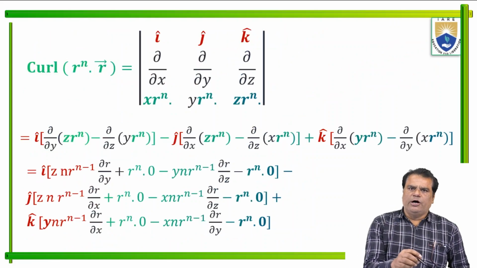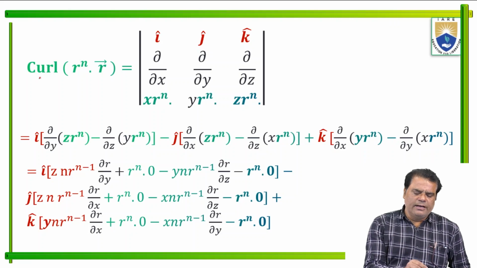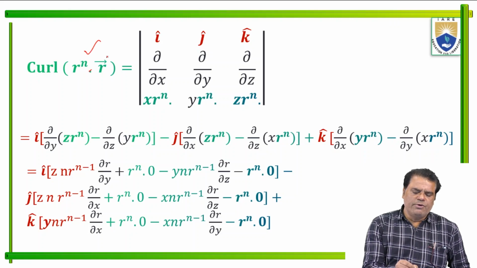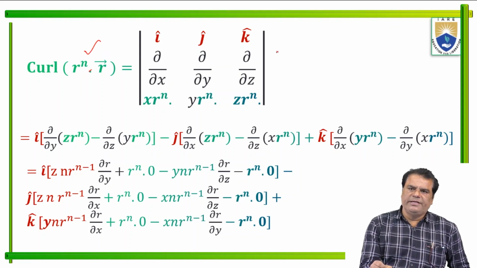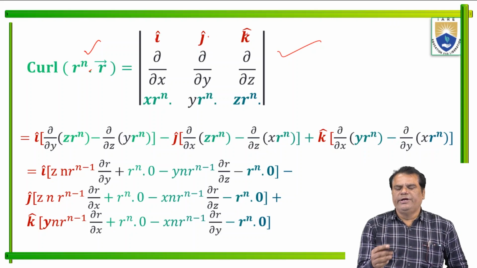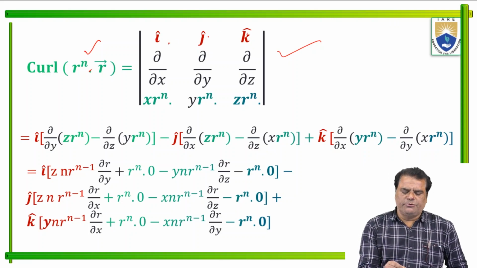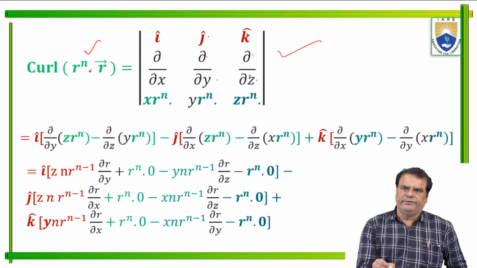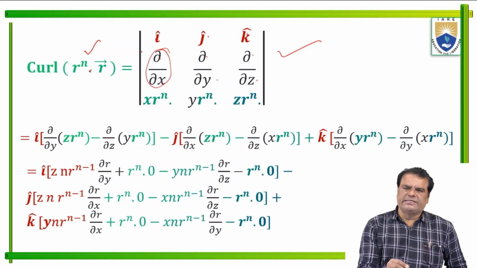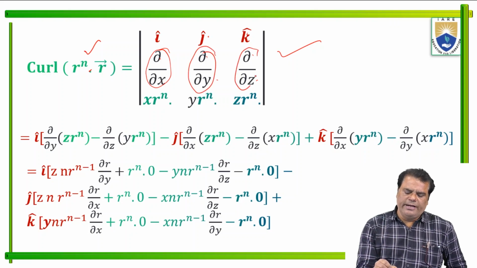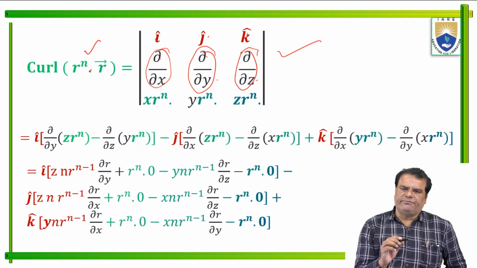So now, how can we find the vector product? Curl of R to the power n into R vector equals. This is represented by a determinant. In the determinant, in the first row, we write i, j, k, the 3 unit vectors. And in the second row, dou over dou x, dou over dou y, dou over dou z. In del, dou over dou x is the coefficient of i, dou over dou y is the coefficient of j, and dou over dou z is the coefficient of k.